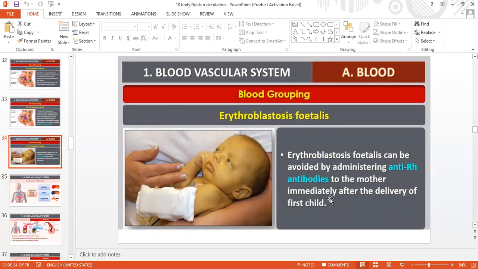Now over here, I finish the first video. The next video will be made about the different types of arteries and the structure of the human heart.